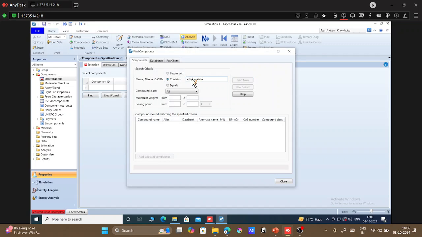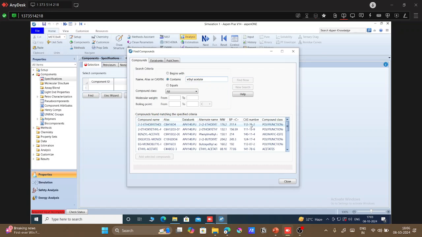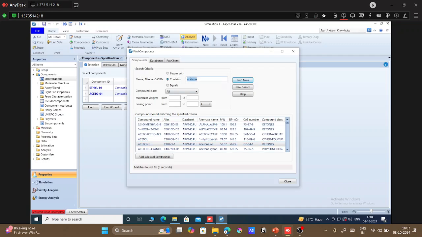Ethyl acetate, then we have acetone, and lastly we have water as a solvent. So add that water, it will come last.